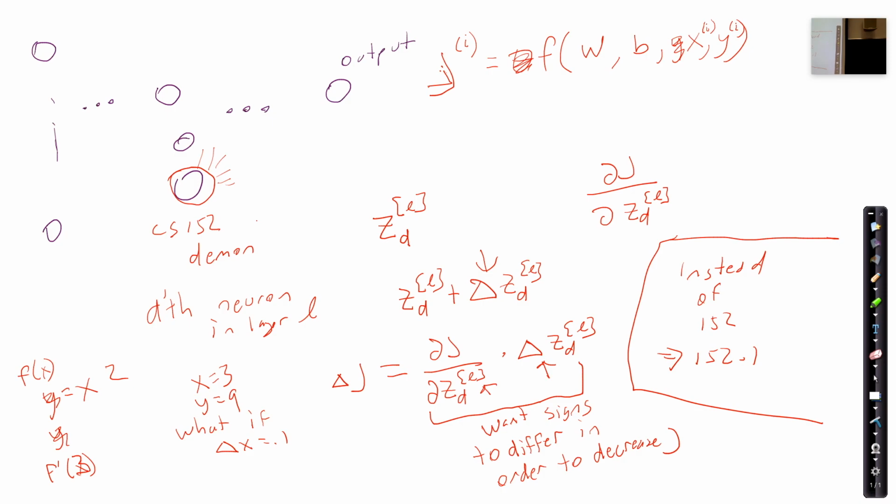So that's the same idea we have here. To make it clear, delta f is going to equal f prime of 3 times delta x. That is exactly equivalent to delta j equals the partial derivative of j with respect to z d, which is like dy dx, times the amount we change it. And as long as this is a small amount, then this is a reasonable approximation.